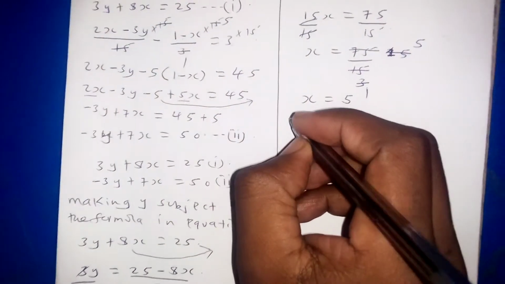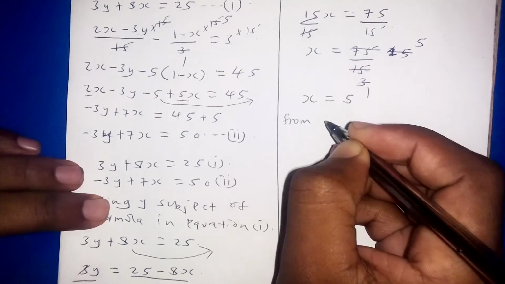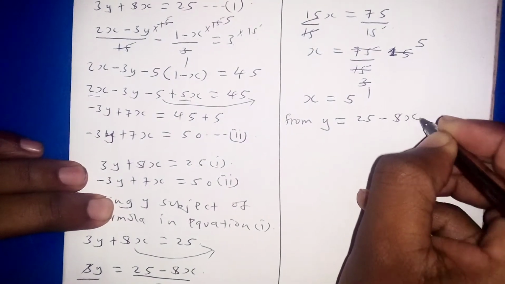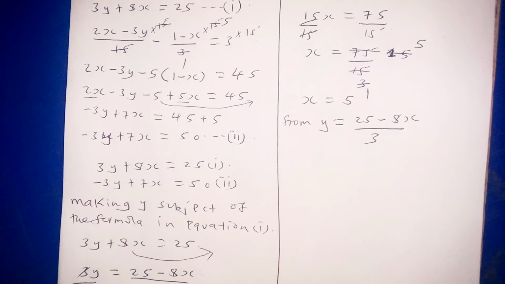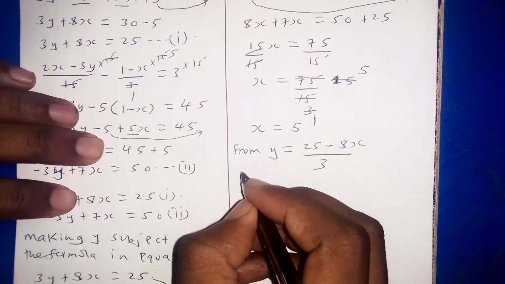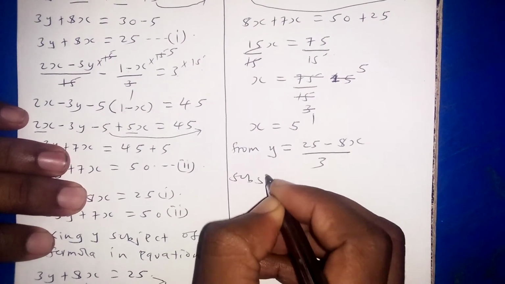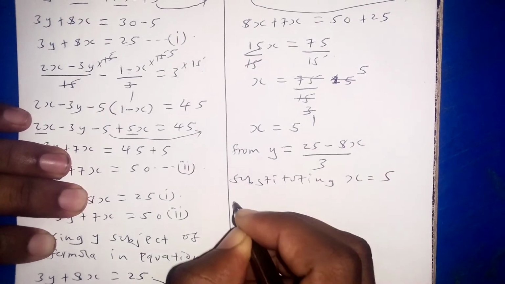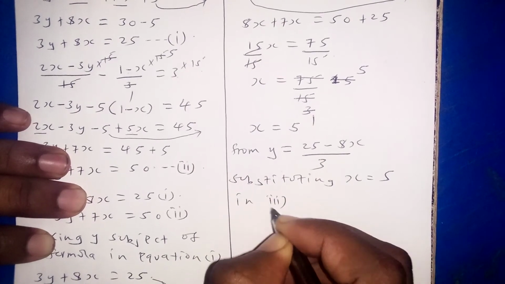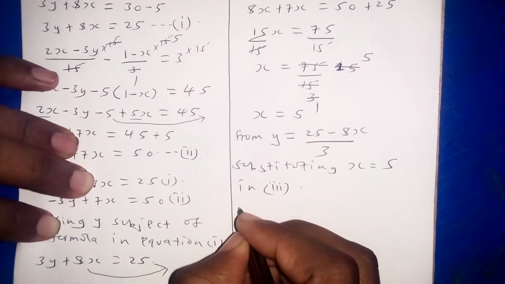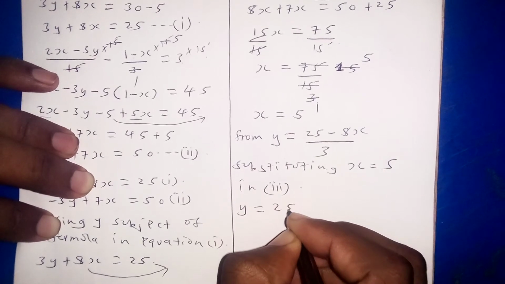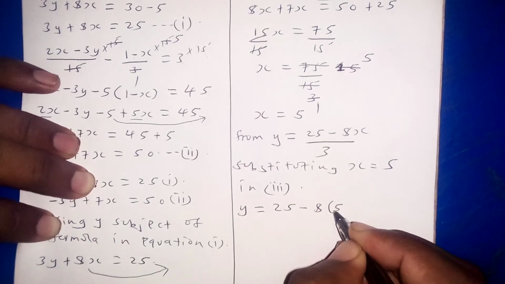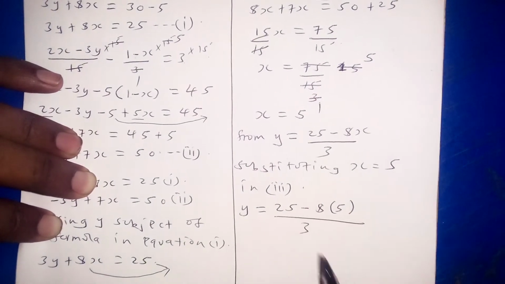Equation Roman 3 was y is equals to 25 minus 8x divided by 3. That was my equation Roman 3. So substituting x is equals to 5 in equation Roman 3, I'll simply have the following. So my equation Roman 3 is y is equals to 25 minus 8x, but what is x? X is positive 5, then divided by 3.